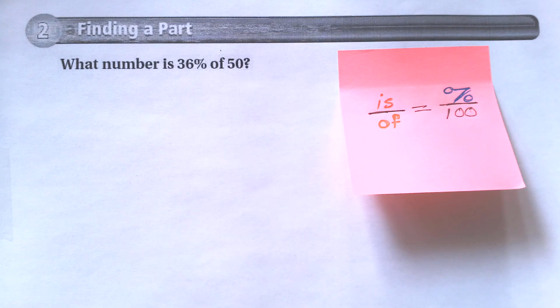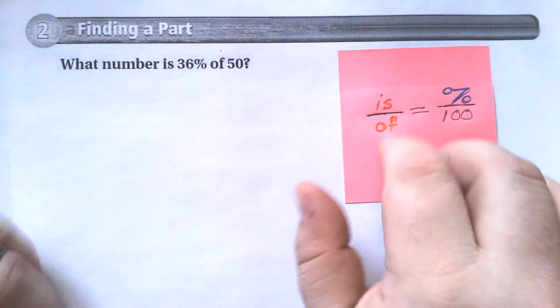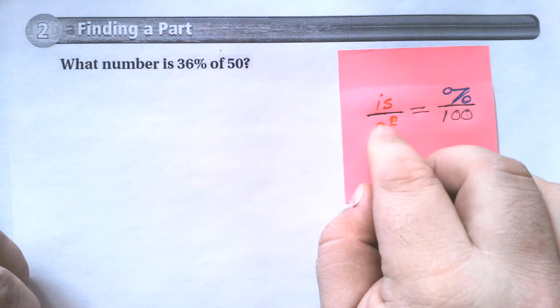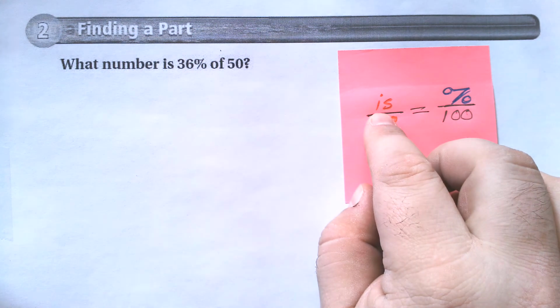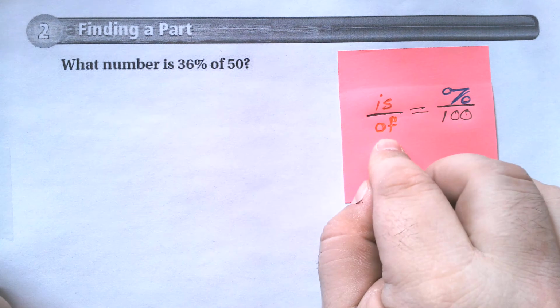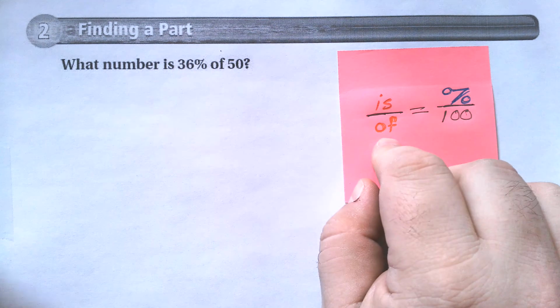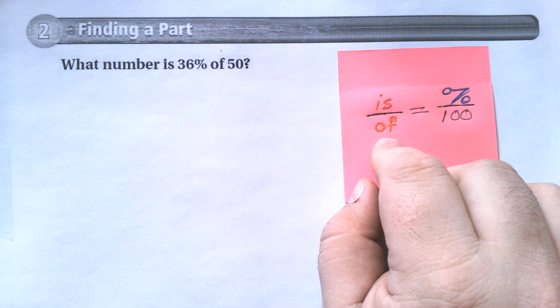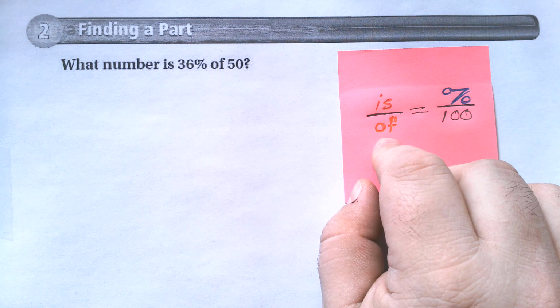Today we're going to be talking about finding a part. Now, there's another equation, another way we could have written this, where the "is" part actually represents the whole. So think of the fraction again of 3/4. What we're saying is we have 3 parts of the whole amount of 4.